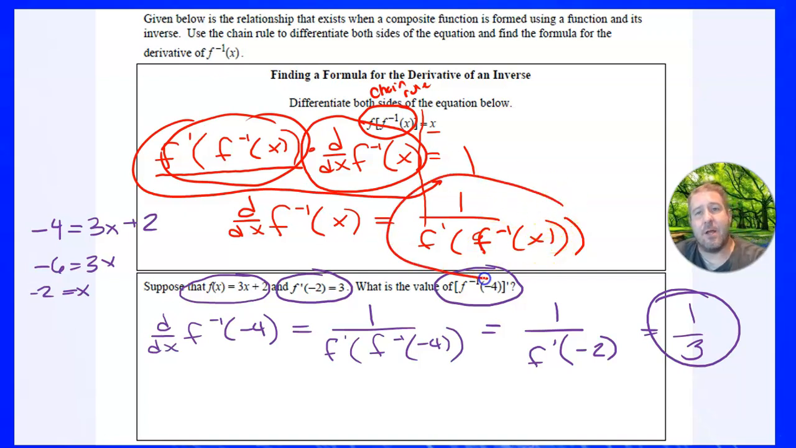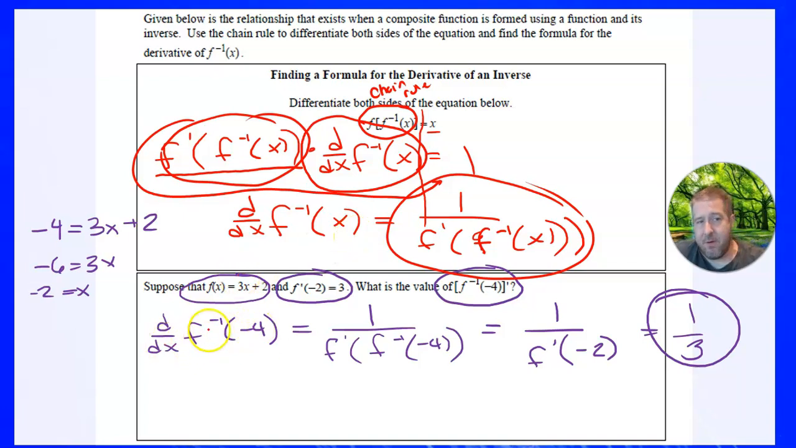This is literally the formula you need to have memorized. That is always the formula we're going to use for finding the derivative of an inverse function, which you can clearly see is how we solved it. Now, you don't need to solve it every single time. All you have to do is be able to apply this formula.